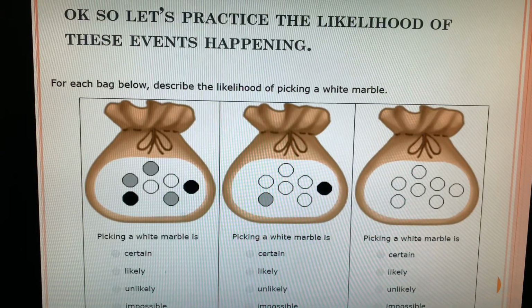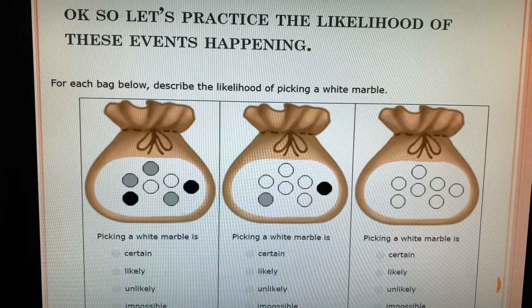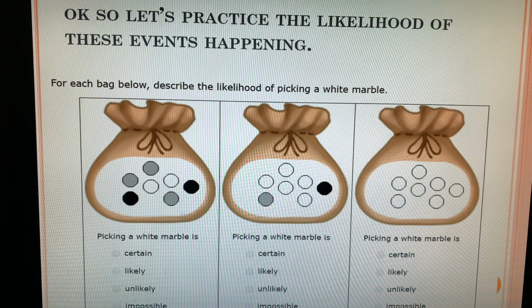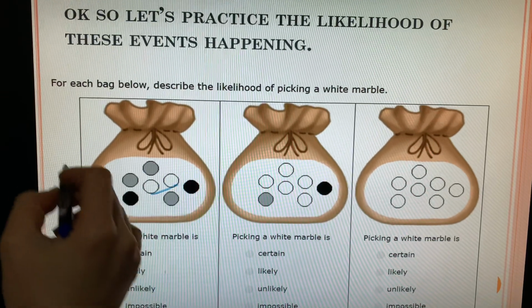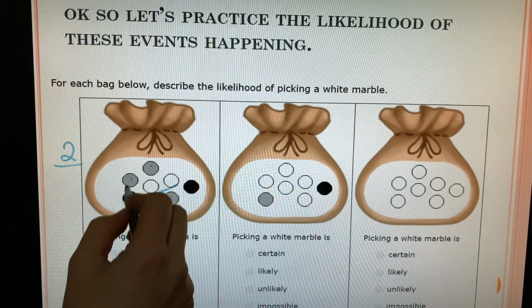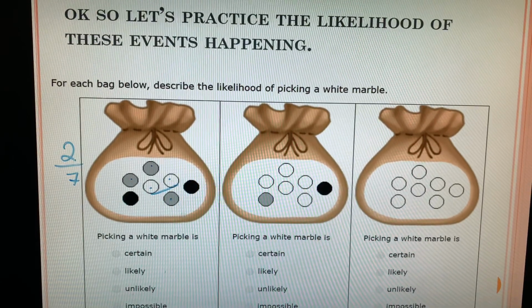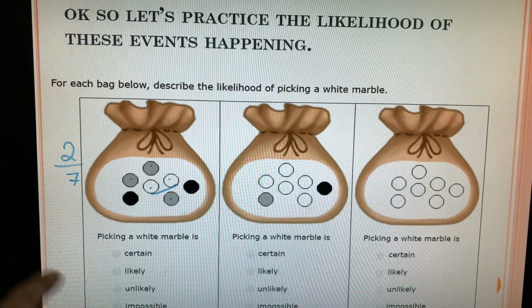Okay, so let's practice the likelihood of some probabilities. Let's take a look at this one. It says, for each bag below, describe the likelihood of picking a white marble. So what is the chance of me getting a white marble here? Let's analyze this. How many white marbles are in this bag? There are 2 white marbles out of the total number of marbles. The total number is 1, 2, 3, 4, 5, 6, 7. So 2 sevenths. Is it something in the middle? Is it something impossible, likely? First of all, is it impossible?